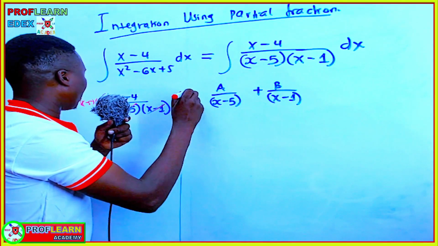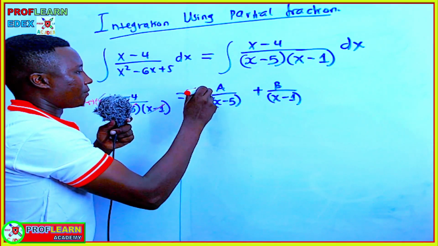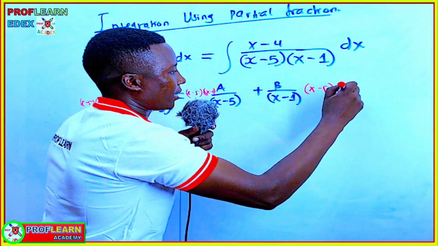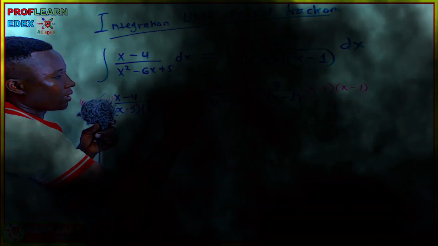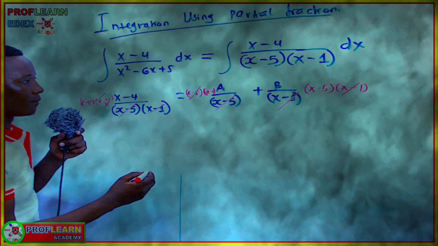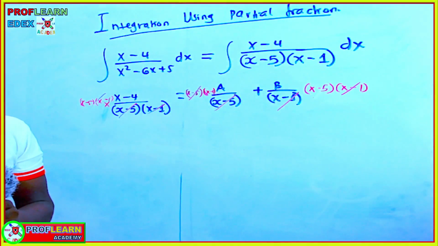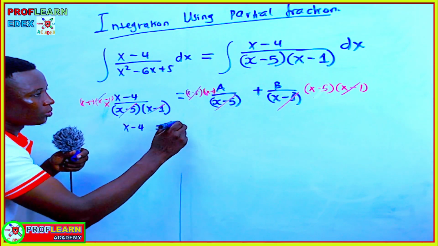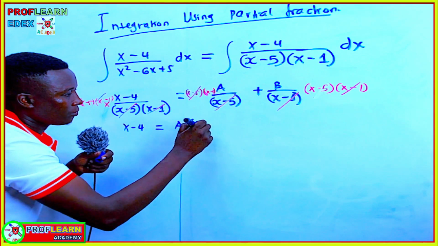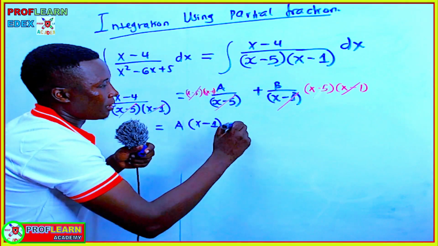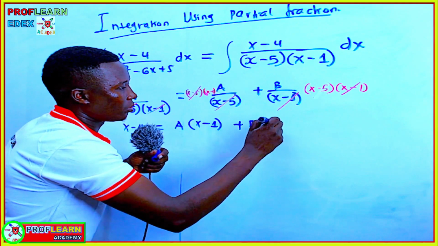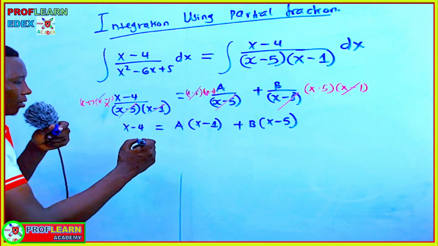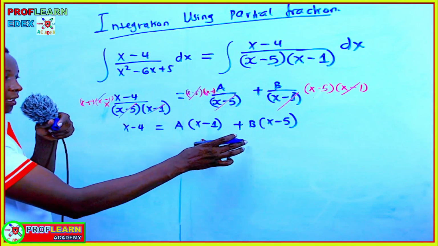Here we are going to multiply all through by x minus 5, x minus 1, and here we are going to have x minus 5, x minus 1, like that. Of course, this will cancel here, and then this expression is going to be x minus 4 equals a into x minus 1, plus b into x minus 5, like that. So we can now say we need to find the constants here.